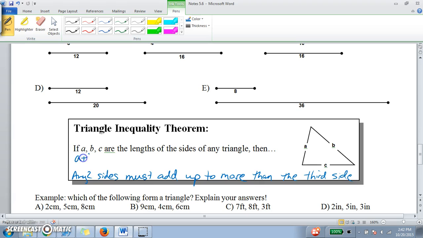if I take A and B and add them together, that has to be greater than C. If I take A and C and add them together, that has to be greater than B. And if I take B and C and add those together, that number has to be greater than A.